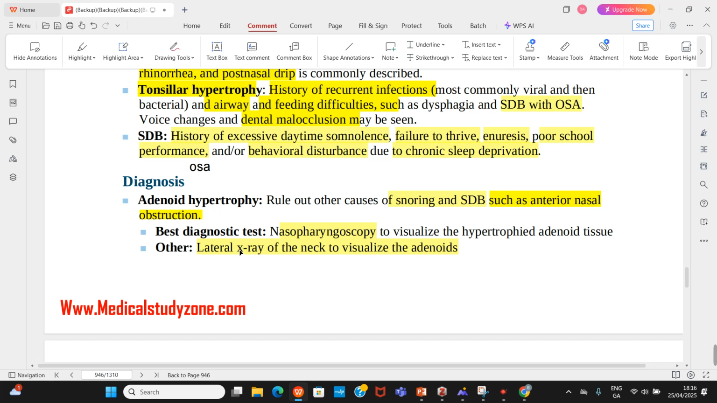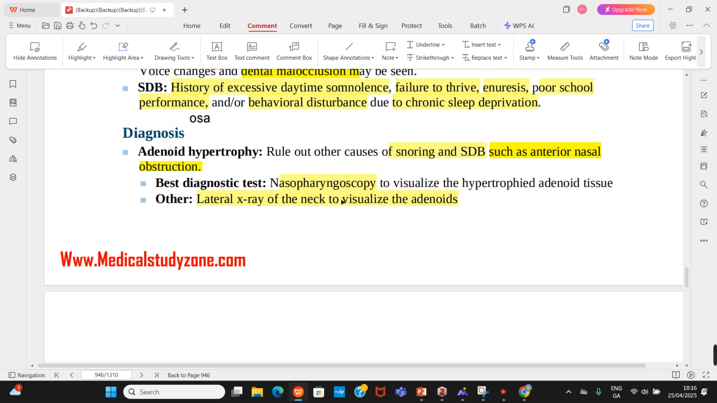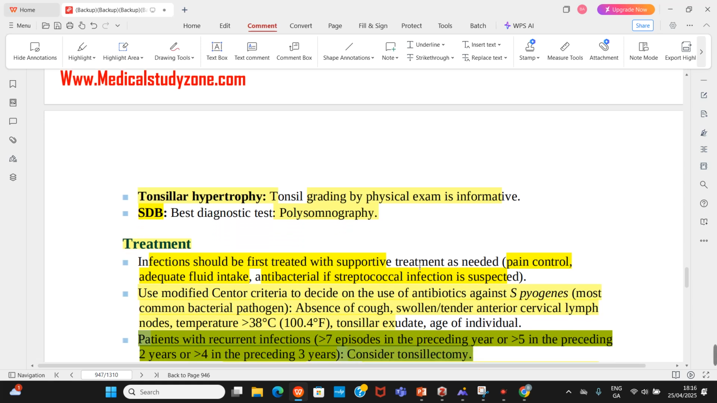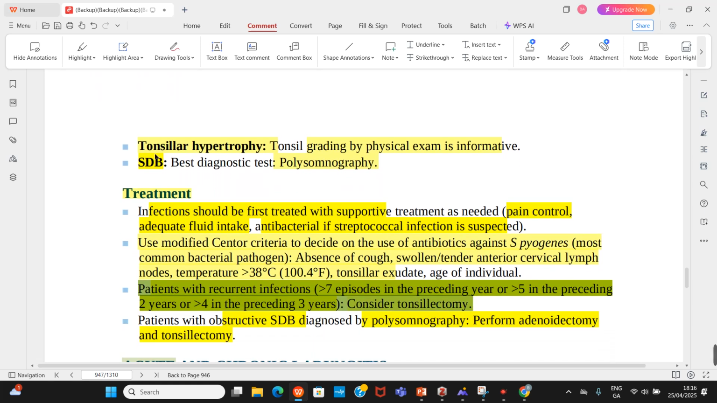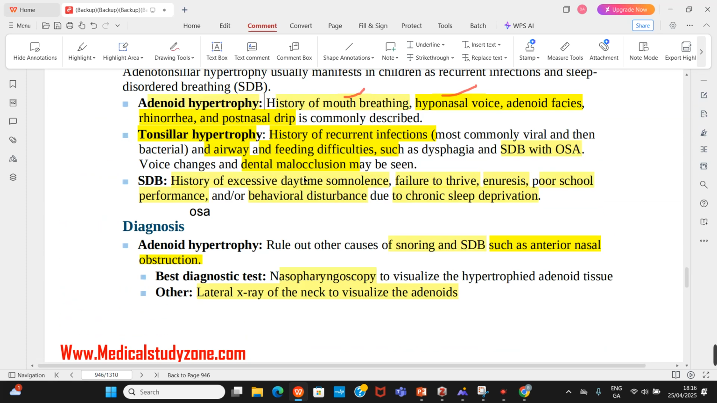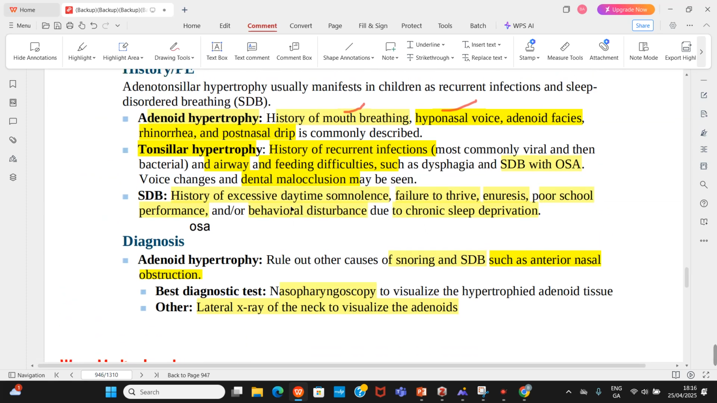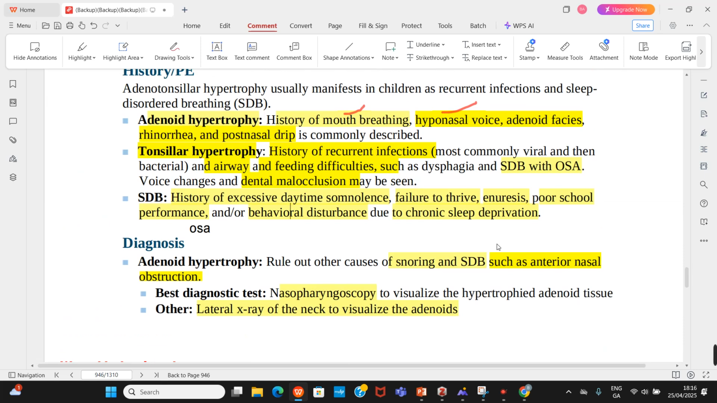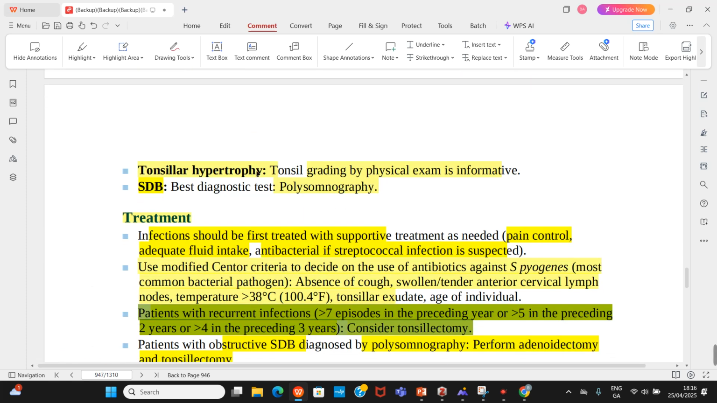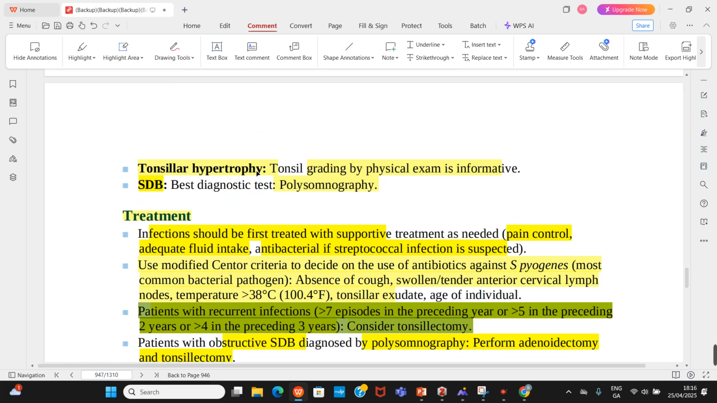How do you make the diagnosis? You do a nasopharyngoscopy. You are definitely going to see the hypertrophied adenoid tissue. And you can also do a lateral X-ray of the neck. But the best next step, if they're having sleep disorders, is what? Polysomnography. Very, very important. A young child that is snoring, that is having enuresis, poor performance at school, not sleeping well, just go and do polysomnography. And at the end of the day, you might need to do adenectomy to remove the adenoids.